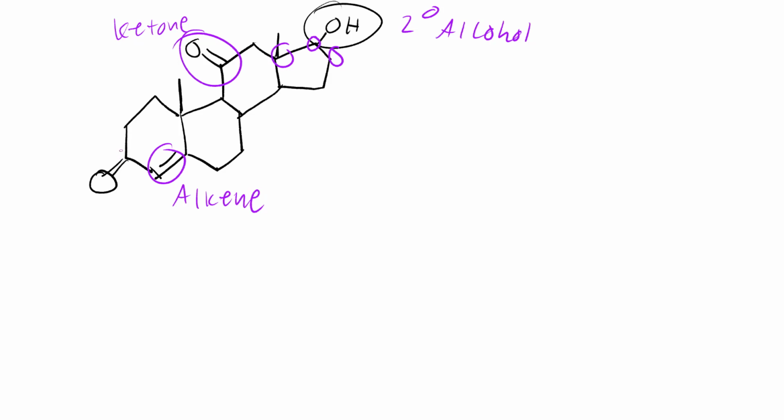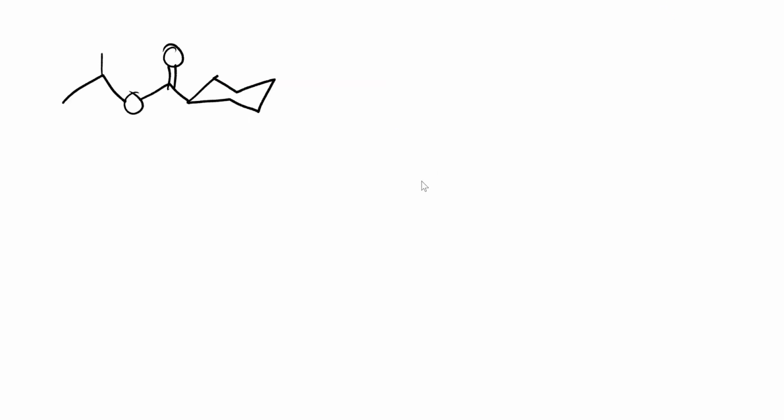Okay. And this would also be what? This would be a ketone again, right? So we have a secondary one, a ketone, and an alkene. Which functional groups are present in this molecule?